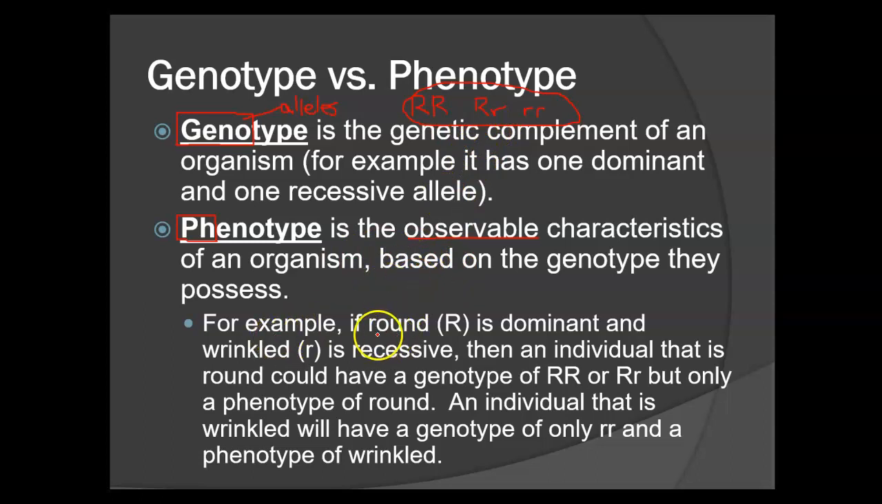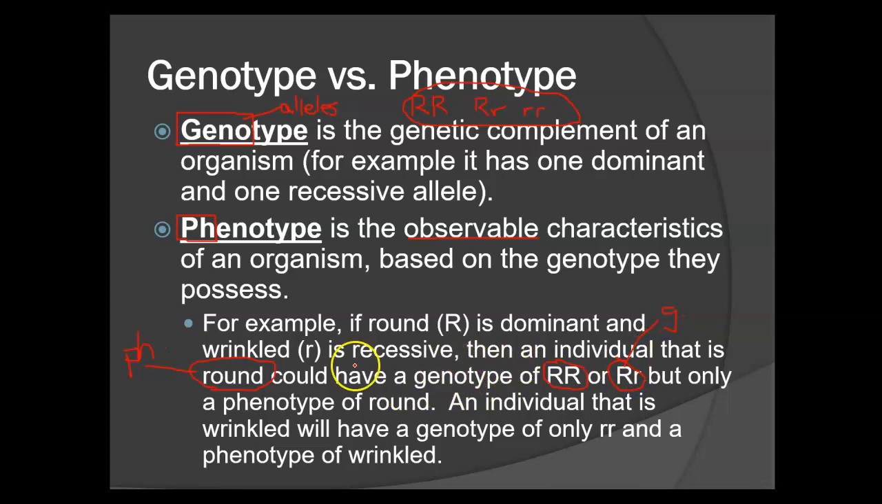So, for example, if round is dominant over wrinkled, so capital R, little r, then an individual that is round could have two possible genotypes, right? Round is your phenotype. I'll just put "ph" for phenotype. And these are your genotypes. Okay, so that is a genotype, and that is a genotype. I'm just going to put G for genotype.